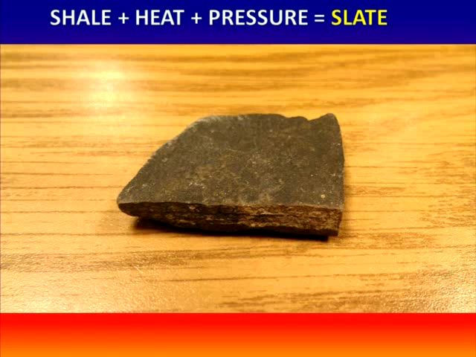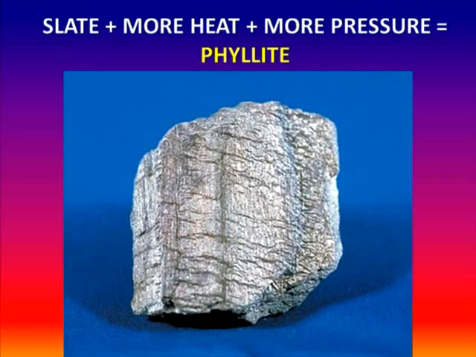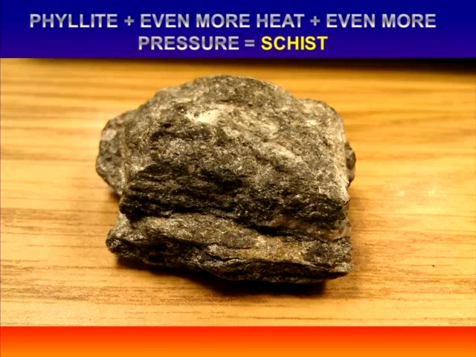Now, if you were to take that slate, that new metamorphic rock, slate, and put that underground under more heat and pressure, it would actually turn into a different metamorphic rock called phyllite. If you were to take phyllite and put that underground under even more heat and pressure, it would eventually turn into what is called schist. That's right, schist. See the picture there? Phyllite plus even more heat and even more pressure gives you schist. And you can see there's a great example of schist there. It's a big old pile of schist.